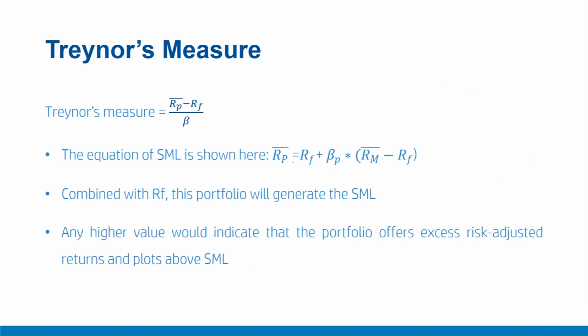Please note, if we examine this SML, any portfolio that lies above the SML offers excess risk-adjusted return, and therefore a large number of investors would like to hold this portfolio. This portfolio is obviously undervalued as per SML. If any portfolio is below this line, that means it is overvalued, and a lot of investors would like to either liquidate or short this portfolio.